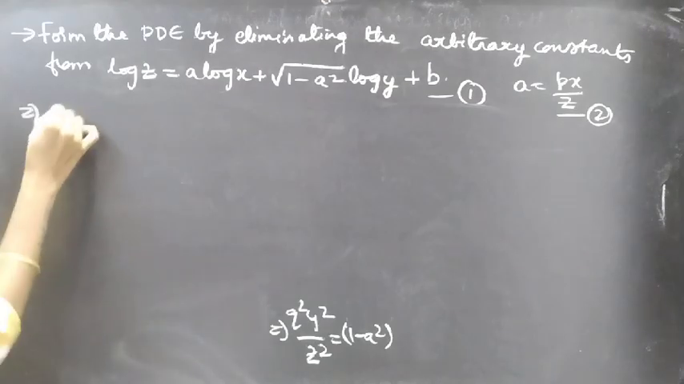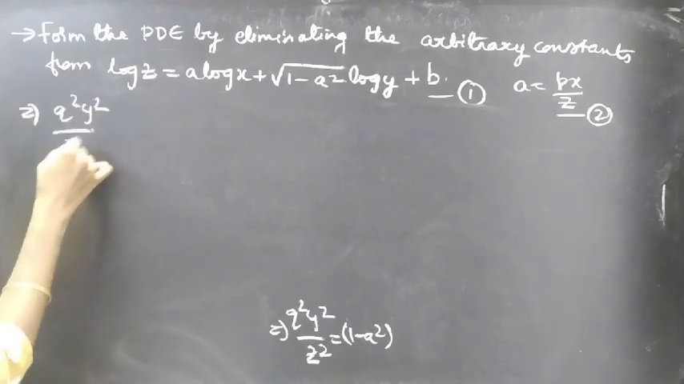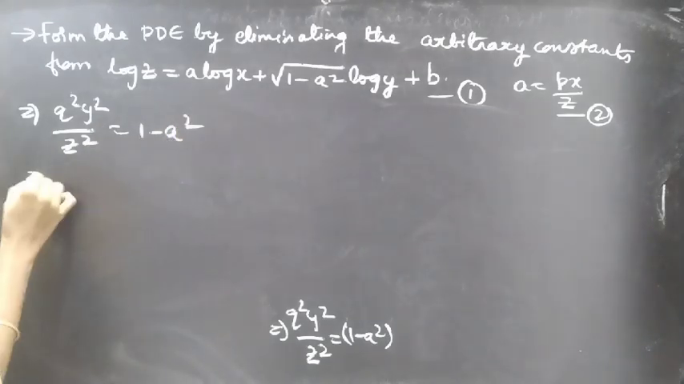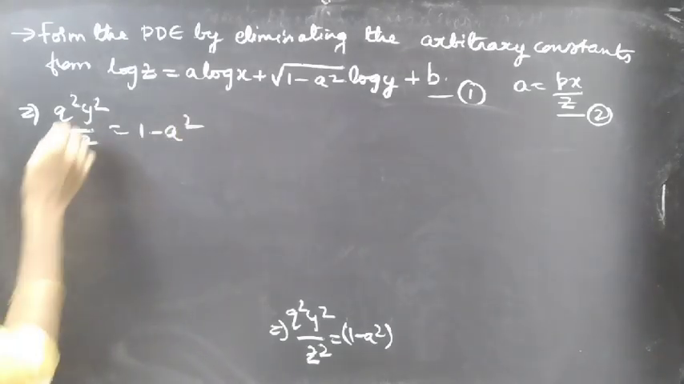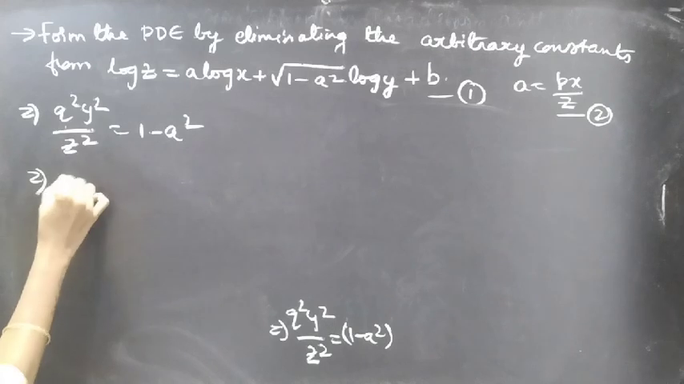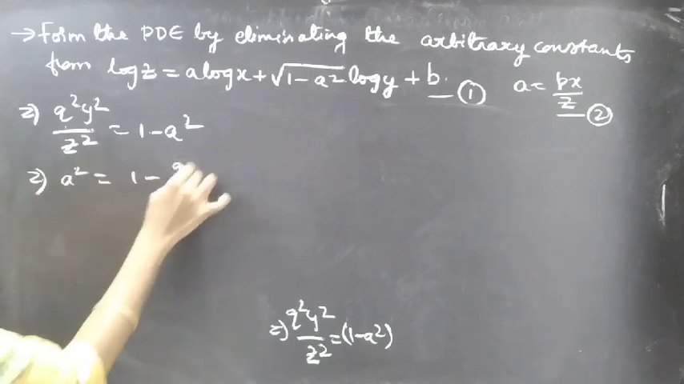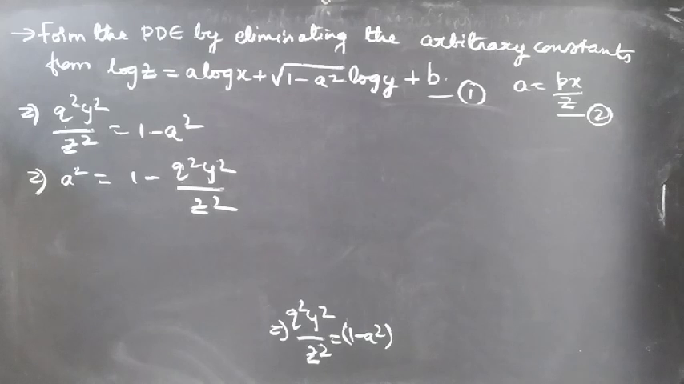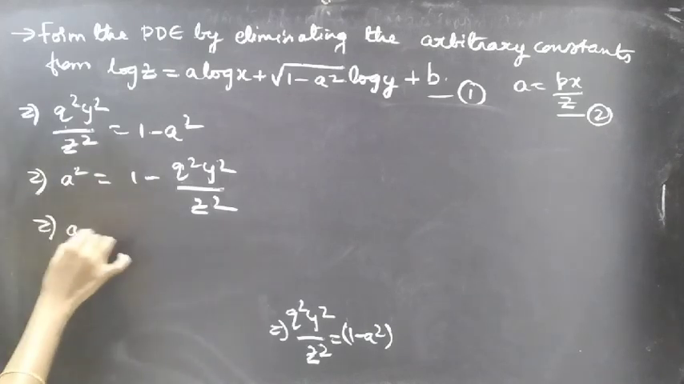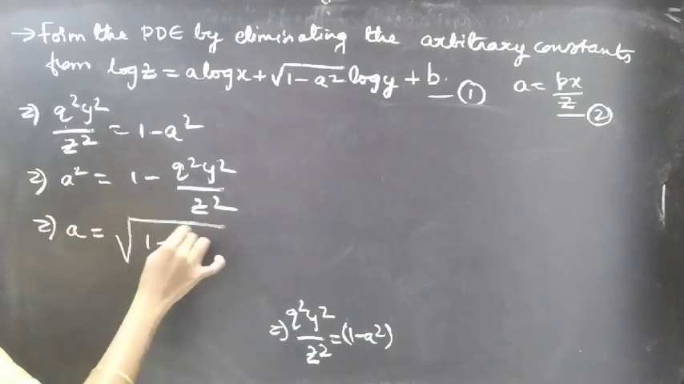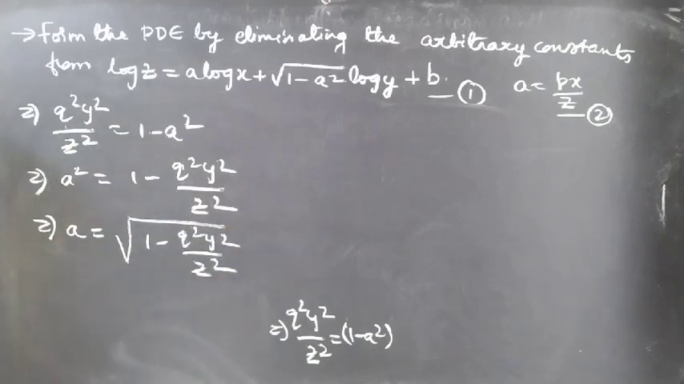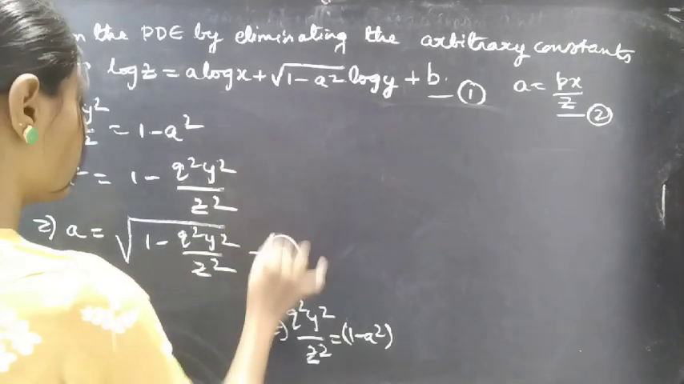Now we have q square y square by z square equal to 1 minus a square. Okay. Now let's bring this a square to LHS and take this term to RHS. We'll get a square equal to 1 minus q square y square by z square. Now take square root on both sides of the equation, or simply a equal to square root of 1 minus q square y square by z square. Okay, consider it as equation 3.